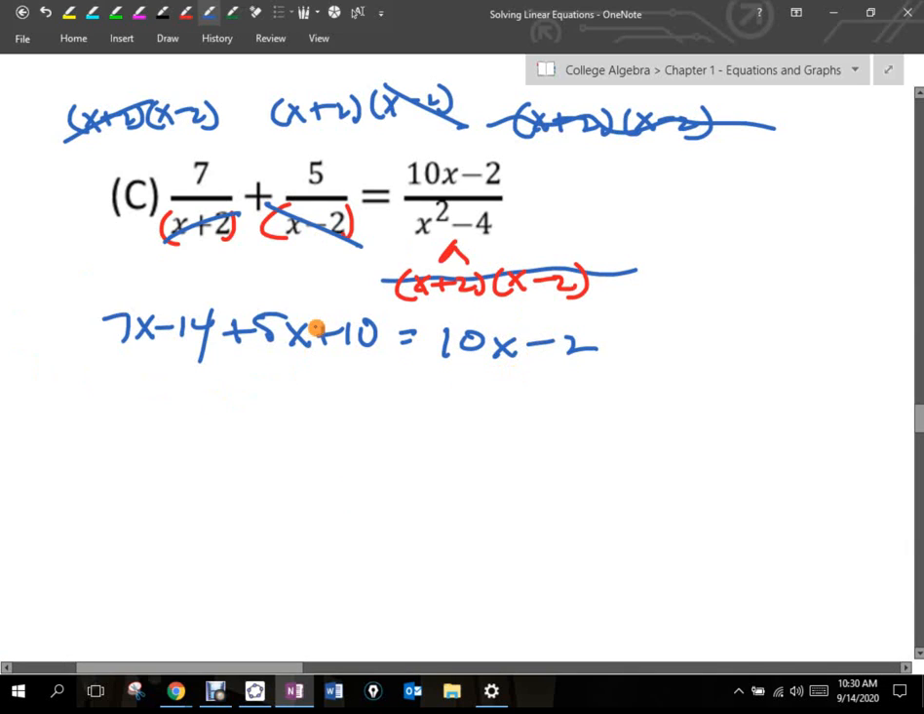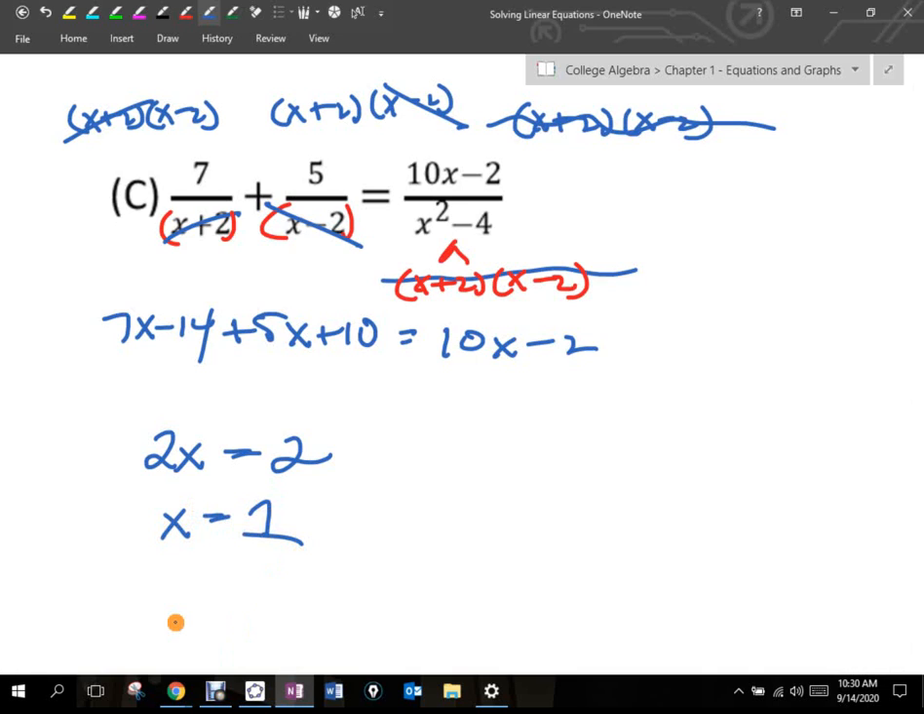Move the 10x over with the 12x over here, so it gives me 2x. So that's a negative 4. Add that to both sides, gives me 2 over there. So x is 1. Does that kind of make sense? Okay. So would you guys agree that that 7x minus 14 plus 5x plus 10 equals 10x minus 2? Pretty easy equation to solve.